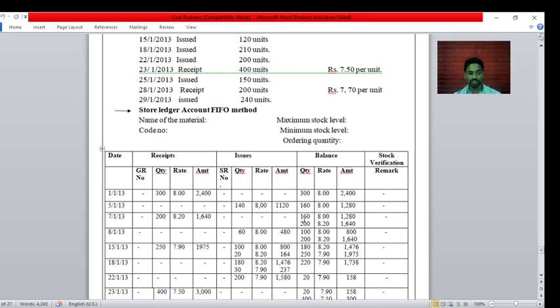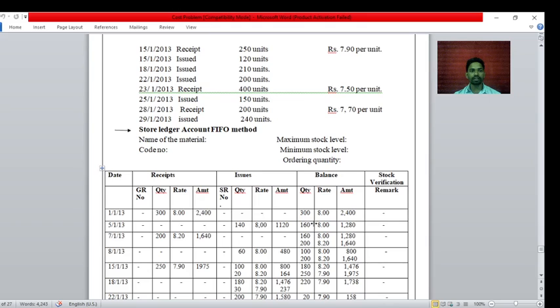On this date, on 7/1/2013, it's the remaining. So this is the earlier stock, the first stock. As it is, we have to record 160 at the rate of 8, 1280. On this date we purchased again, so we also have to maintain 200 at the rate of 8.20, 1640. Okay, so now this is finished for this 7th date.